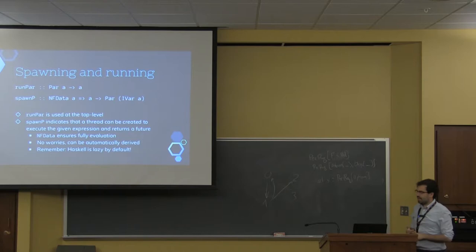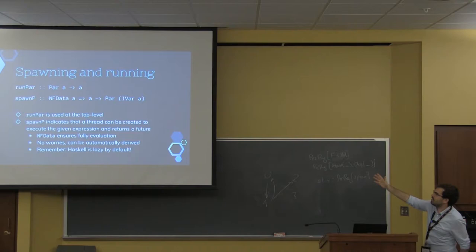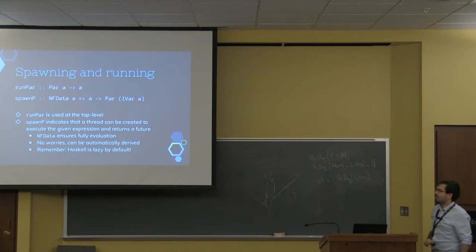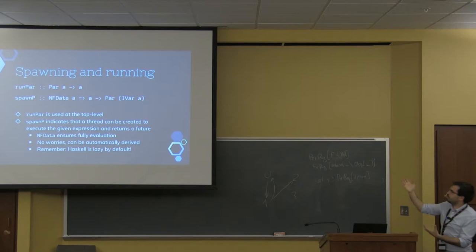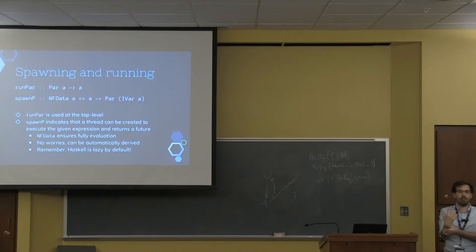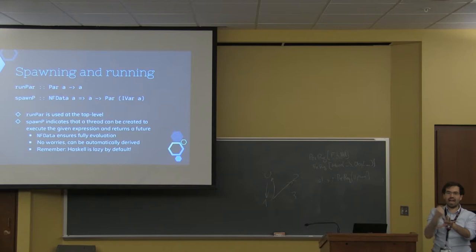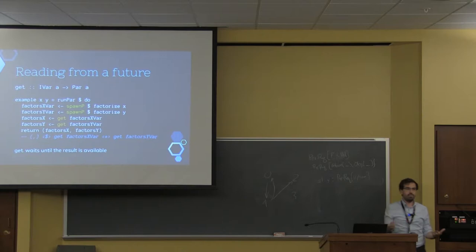And well, there are a bunch of things you need to know. You need this thing to have NFData, which essentially gives you a way to completely normalize the entire computation, but it is not enough. And actually, all of these things can be automatically derived, so we're good. But look, the spawnP doesn't give you back Par a, but Par of IVar of a. And this IVar is going to be this promise, this future, which if we read, will block until we actually get the information there. So imagine a very simple example in which we want to factorize two numbers, but we want to do this in parallel.